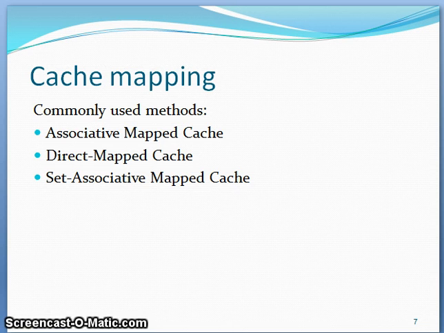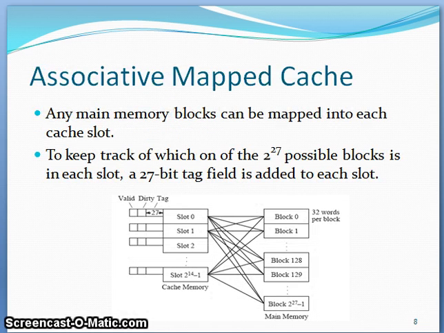As we know, cache mapping is commonly divided into three parts: first associative memory mapping, then direct mapping, and then set associative mapping. Now, in associative memory mapping, as you see in the diagram, any main memory block can be mapped into each cache slot. To keep track of which one of the 2 to the power 27 possible blocks is in each slot, a 27-bit tag field is added to each slot.